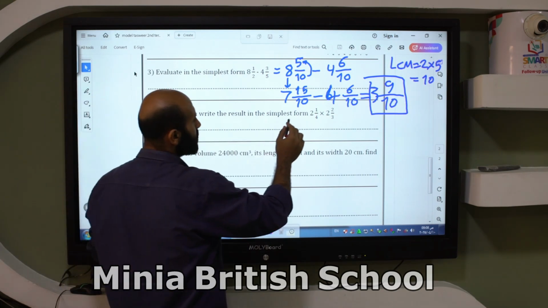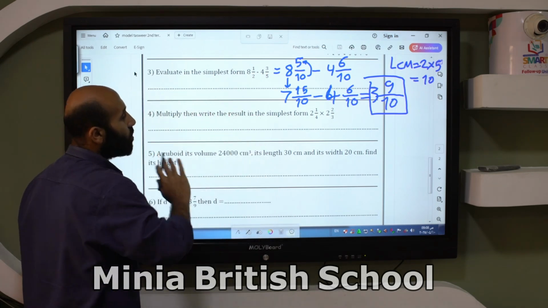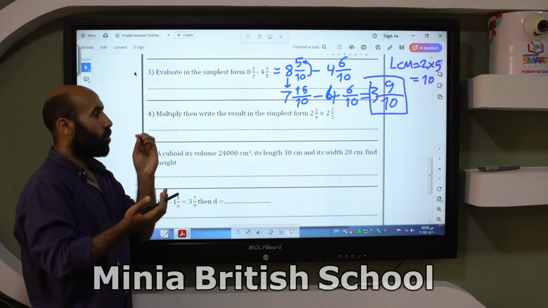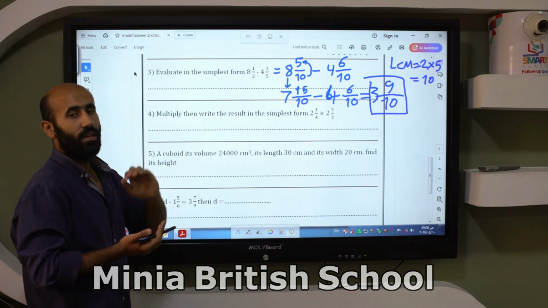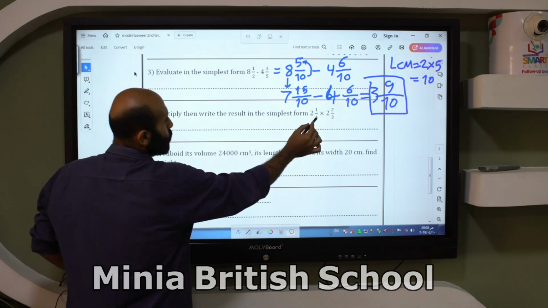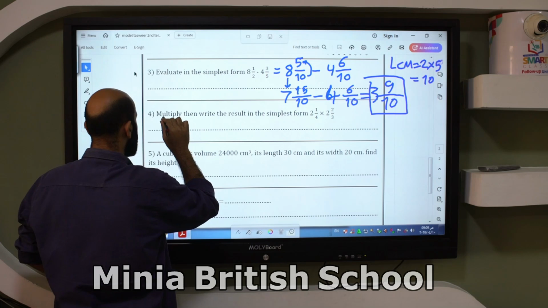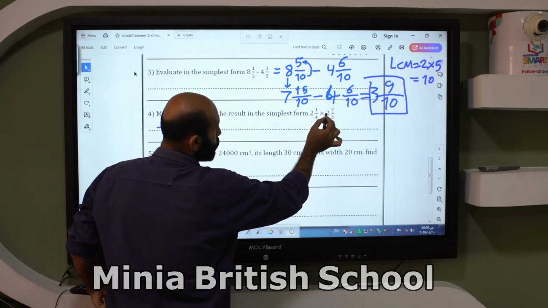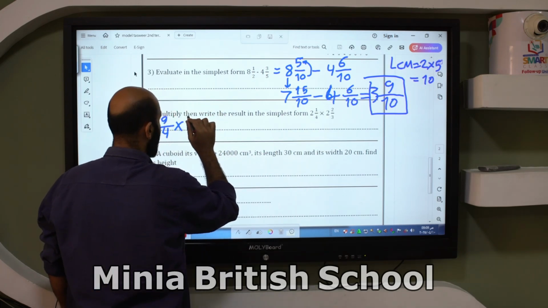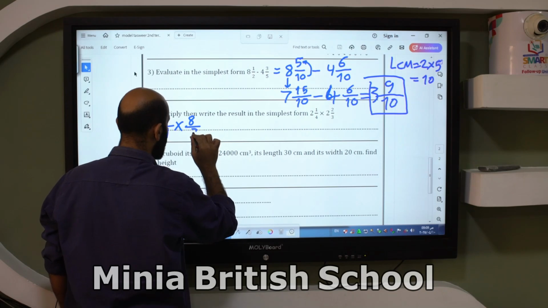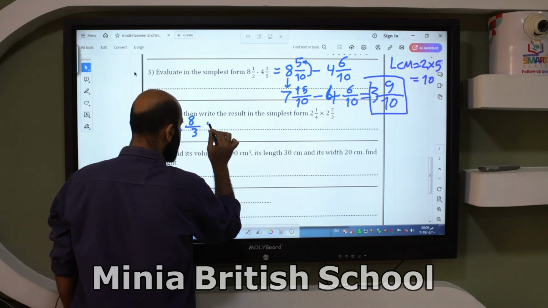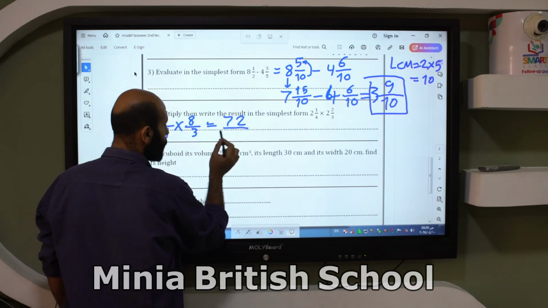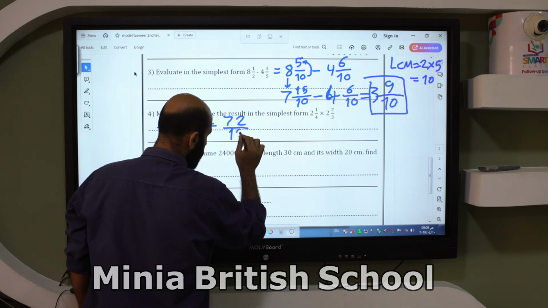Multiply and write the result in the simplest form. First, we all know that I cannot do this multiplication with mixed numbers, so I have to convert those mixed numbers into improper fractions. How? 2 times 4 equals 8, 8 plus 1 equals 9. So I have 9 over 4. Times 3 times 2 equals 6, 6 plus 2 equals 8, and here is 8 over 3. 9 times 8 equals 72, over 3 times 4 equals 12.